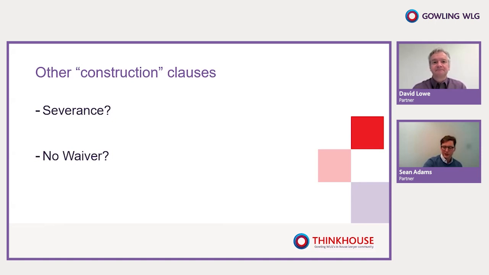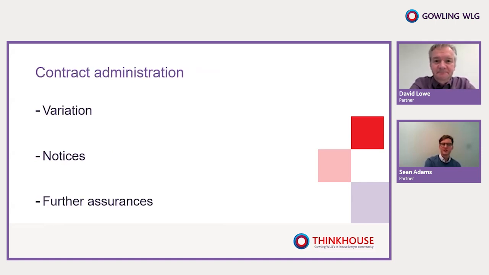Absolutely right. And contract management is probably a nice segue onto some of the points we wanted to touch on, contract administration. Yeah, so we put this as administration because they're about running the contract, the day-to-day stuff. So how do you vary it? What about the notices clause? What about the further assurances clause? What does that mean? So I'm going to start with variation.